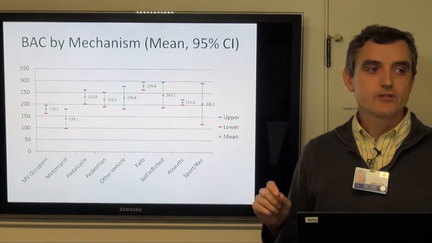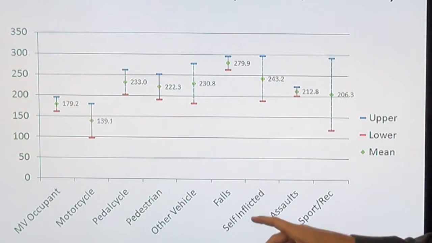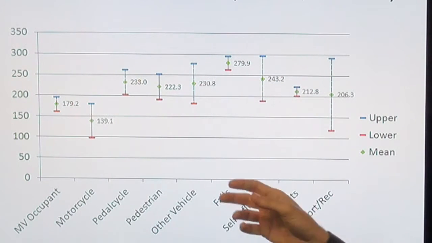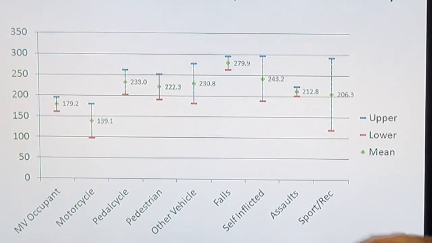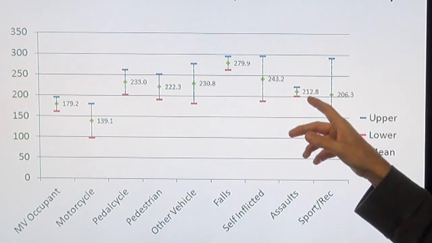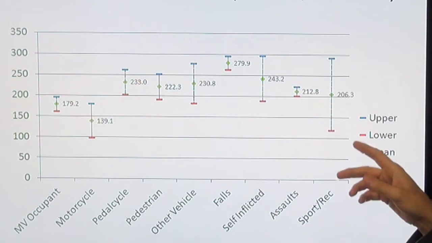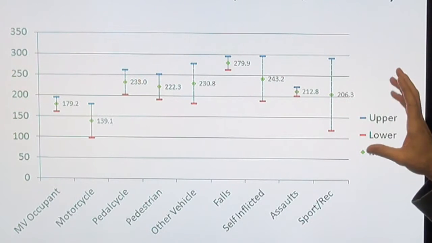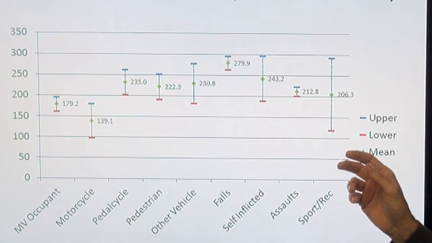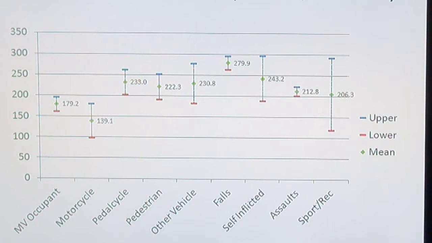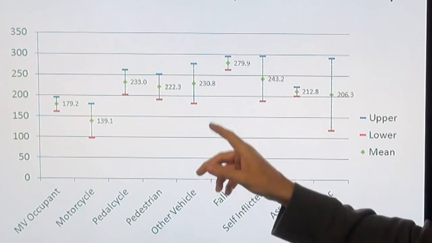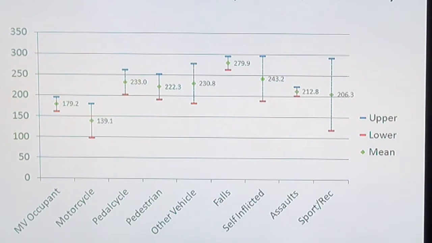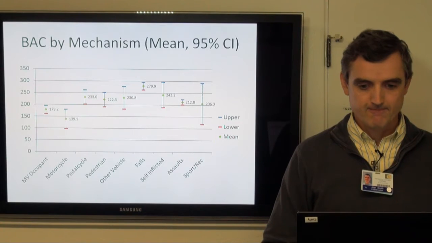So the larger your sample size, the narrower your confidence interval. For falls, you see this very narrow confidence interval around 279.9. Assaults, it's very narrow, around 212.8. Sports and rec, remember there were only 9, so you have a very wide confidence interval, a very low level of certainty about where the true value is. Same deal with other vehicle. It's quite a bit wider than these others that you have a large sample size for.